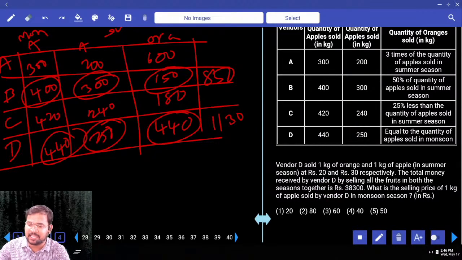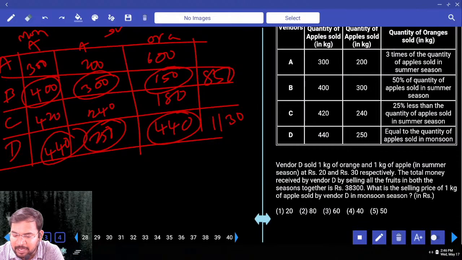Vendor D sold 1 kg of oranges and 1 kg of apples at 20 rupees and 30 rupees respectively. Vendor D. Okay, Nana? In summer season, 1 kg apple is how much? 20 rupees. 1 kg oranges is what? Oranges 20, apples 30. The total money received by vendor D by selling all the fruits in both the seasons together is 38,300. What is the selling price of 1 kg apple sold by D in monsoon season?